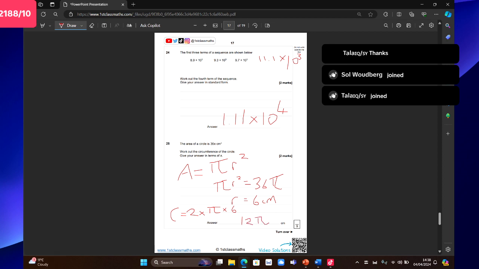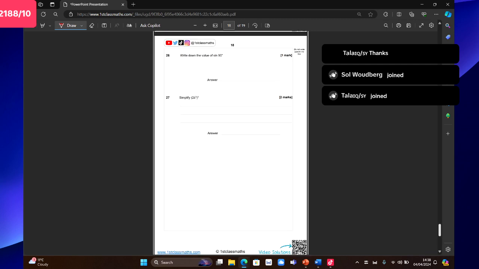Again, a super common question here on higher and foundation. So revise this topic and revise standard form. This one especially, standard form is quite a big topic on paper one exams. So revise sequences, and obviously revise standard form as well. Right, next question, guys. So we're getting there now.